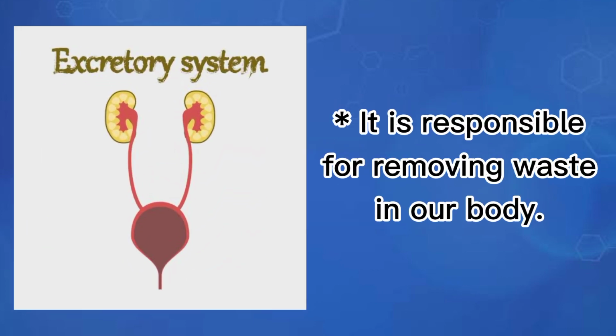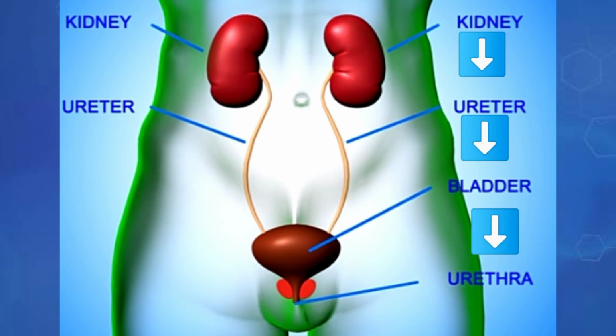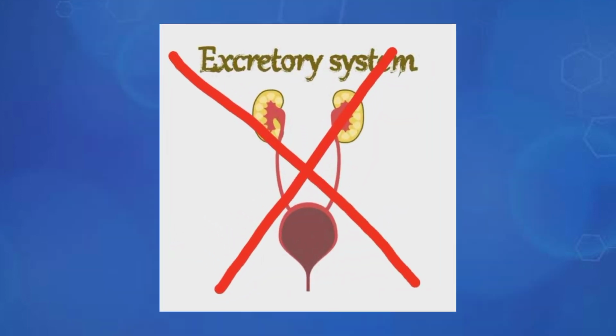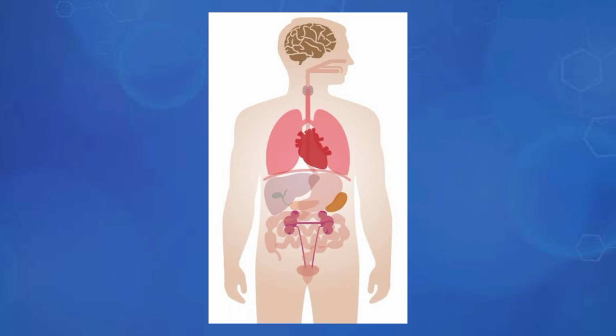So, excretory system is responsible for removing waste such as toxins, waste products, and carbon dioxide in our body. The main parts of excretory system include two kidneys, two ureters, bladder, and urethra. It works when kidney filters blood and waste and changes it into urine. From the kidney, the urine passes to the ureters and goes to the bladder. When the bladder becomes full, the urine goes out of the body through urethra. Without excretory system, the other organs and parts of our body become poisoned by waste.